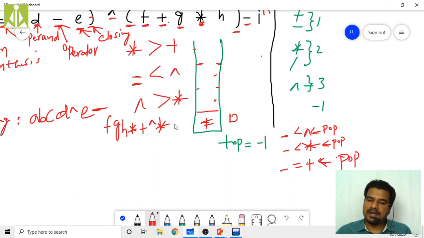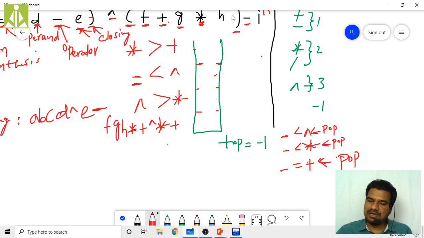So pop this plus and add it to the output string. After popping this plus, your stack will become completely empty. So at this point, your top will be -1. If the stack is empty, your top will be -1, and this minus sign we have to deal with.